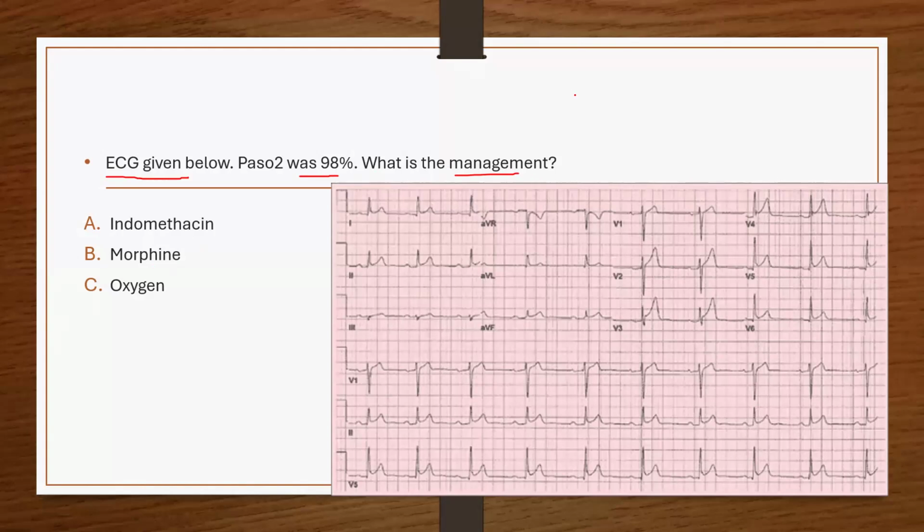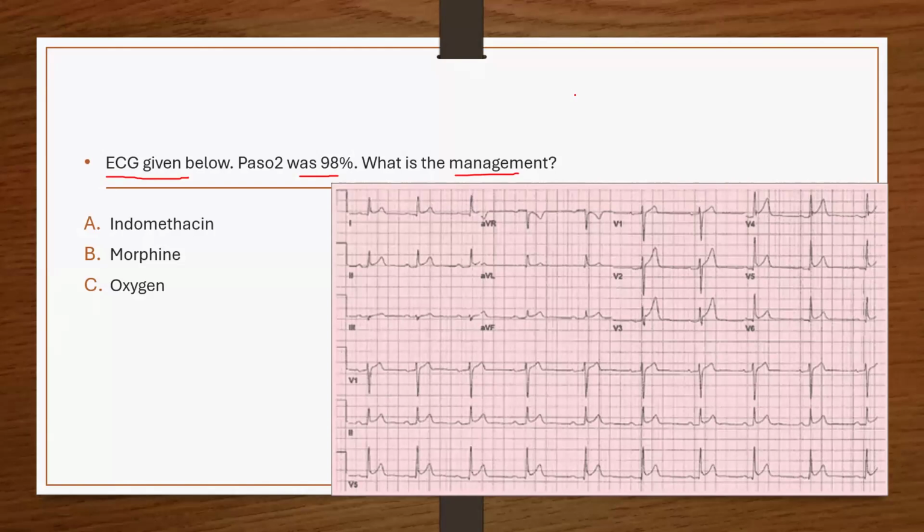Okay, I'll give a couple of seconds for this. All right, so I can see some of you think we should go with answer A, which is indomethacin, and their diagnosis seems to be pericarditis. And some think there's an inferior STEMI, and they are going to go with morphine, which is answer B.